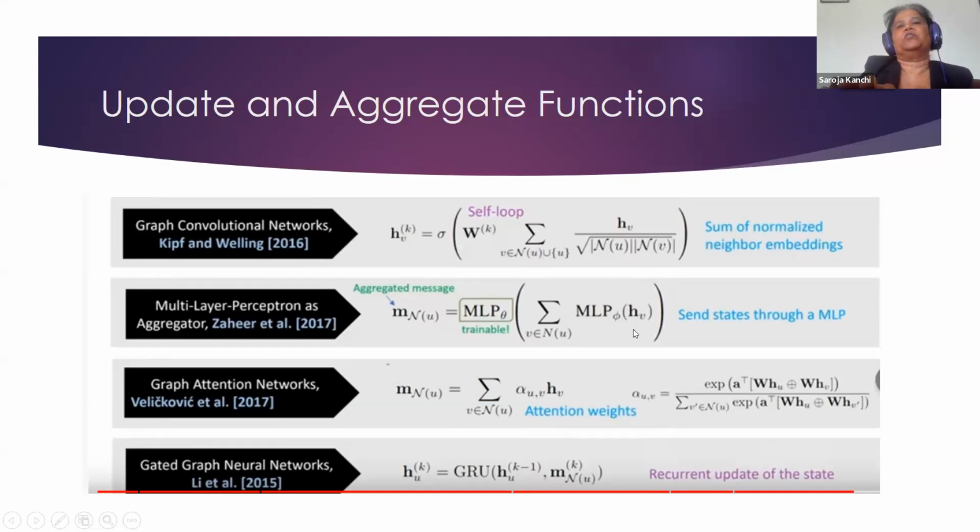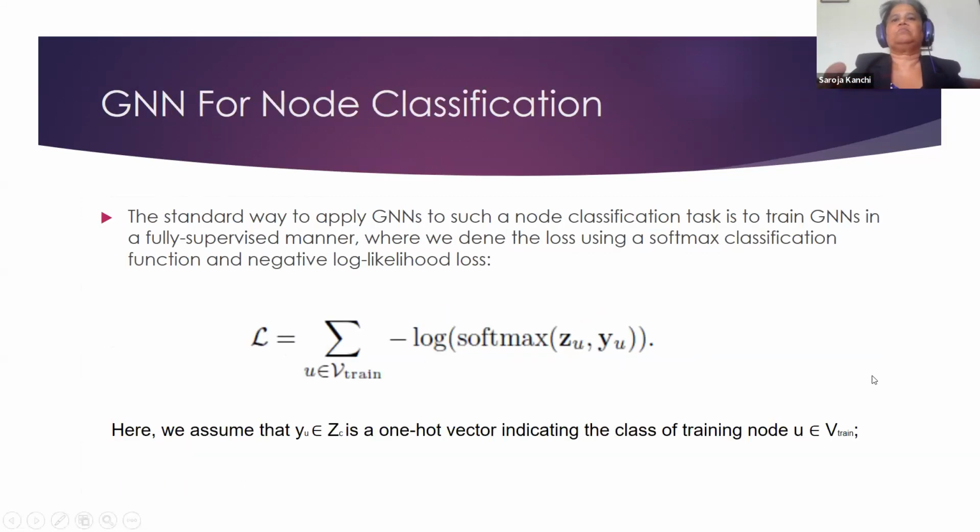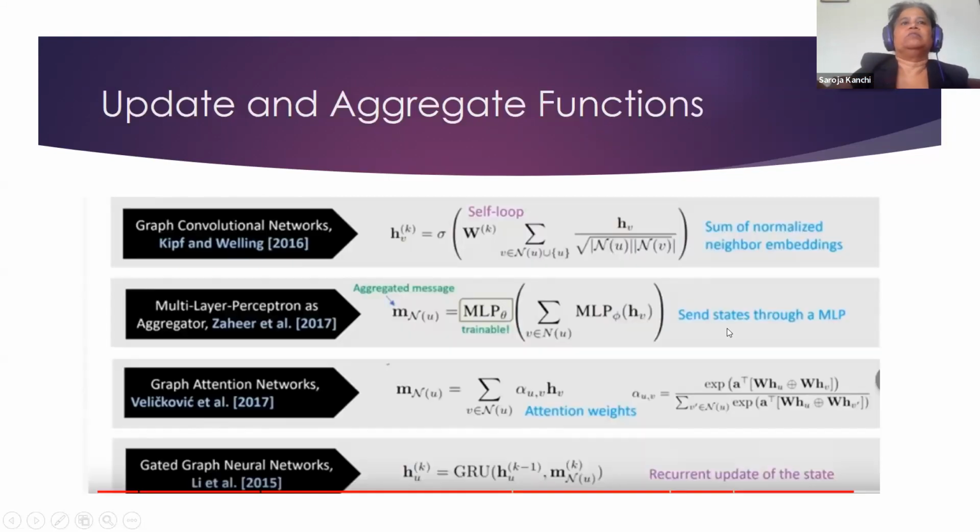Or you can run the neighbors' values through a multi-layer perceptron with a parameter phi, and another multi-layer trainable perceptron for the aggregation and the update, one for the aggregation and one for the weight matrix. Therefore you have a different message, which is a multi-layer perceptron as an aggregator. Attention networks then give attention weights, which are given to each neighbor. An attention weight is given at each of the nodes, and that's how the weights are now specific to each neighbor.